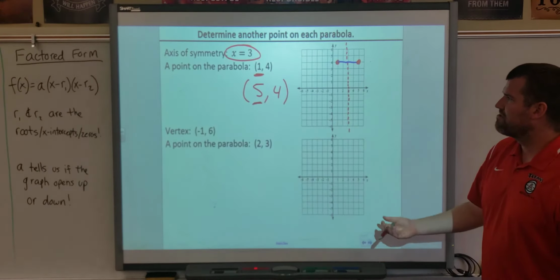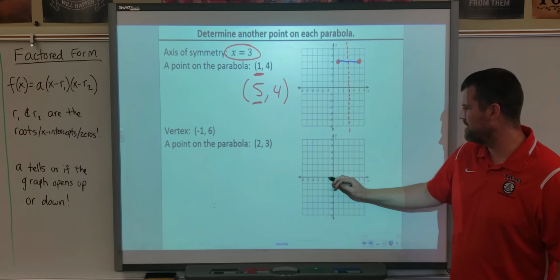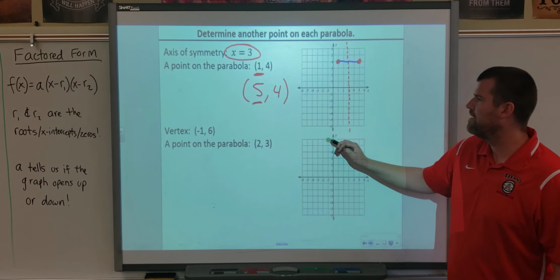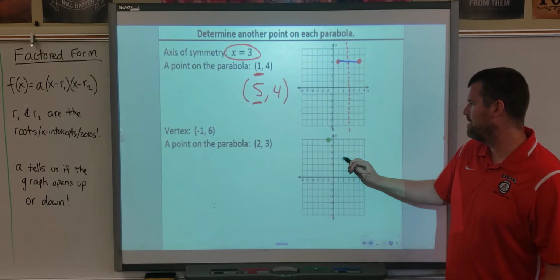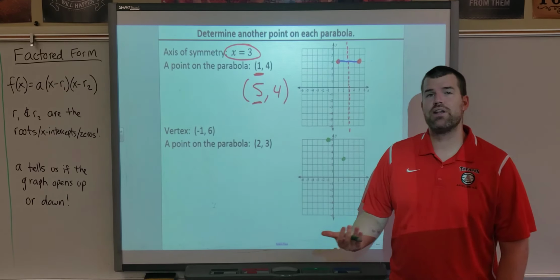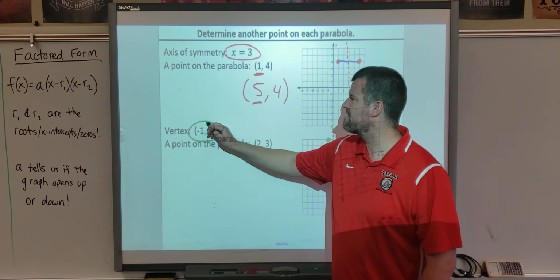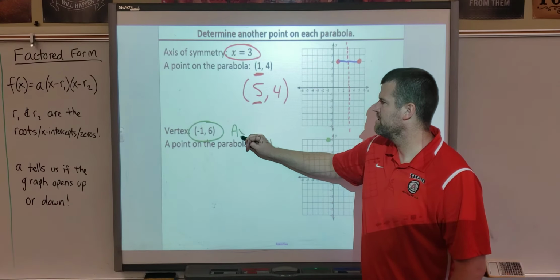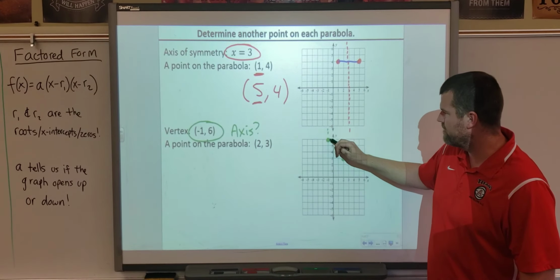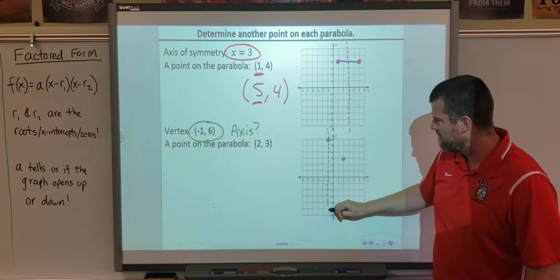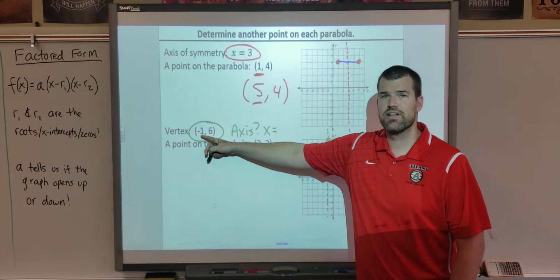Another type of problem we could ask you similar to this would be giving you the vertex. So the vertex on this one is (-1, 6). And then telling you that there's another point at (2, 3), and asking you to come up with another point on this parabola. Well, if our vertex is (-1, 6), what is our axis of symmetry? Well, we know our axis of symmetry has to go straight through that vertex. So our axis of symmetry is just x equals the x-coordinate of the vertex.